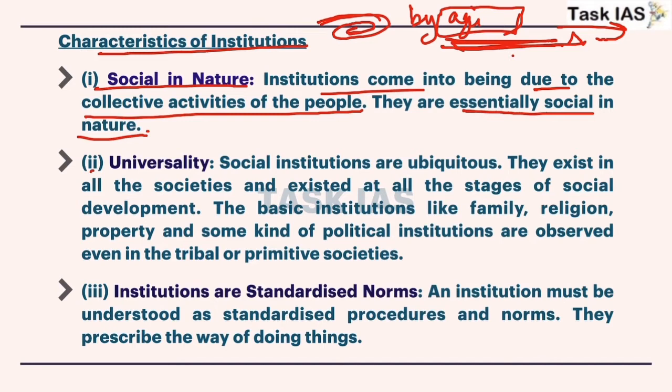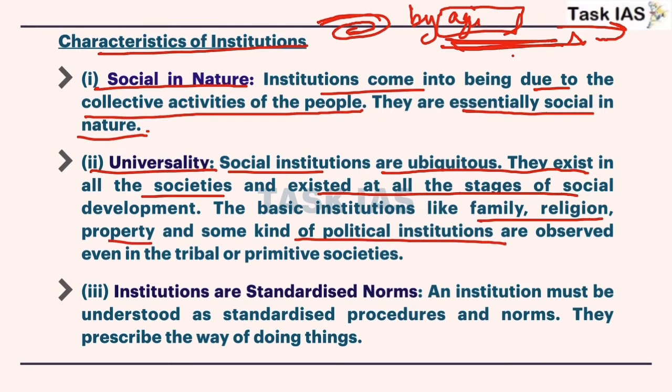Now, universality: these social institutions are unique and are found in every society. They exist in all societies and existed in all stages. The basic institutions like family, religion, property, and some kind of political institutions are observed in every society. So maybe it is a state in modern society, but a band or tribal organization in simple society. But there are different kinds of social institutions which are universal.